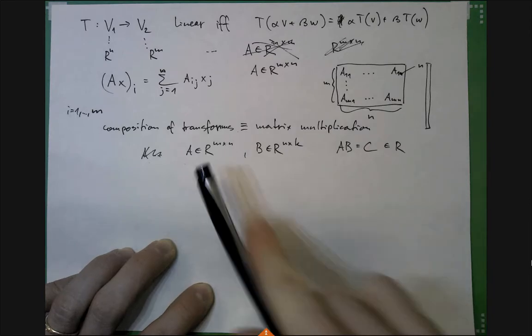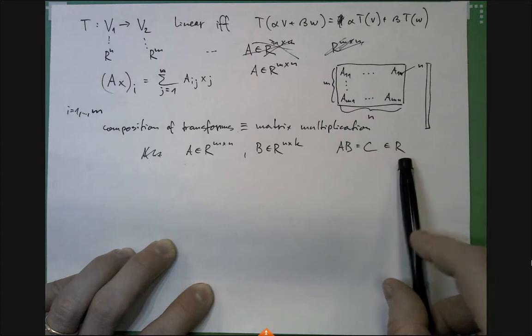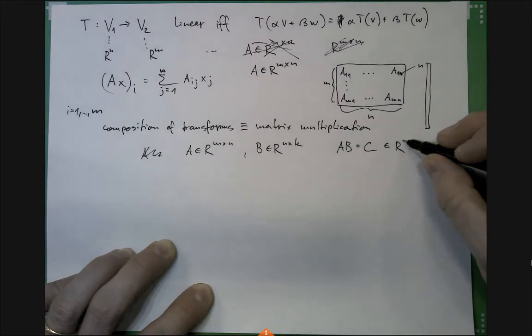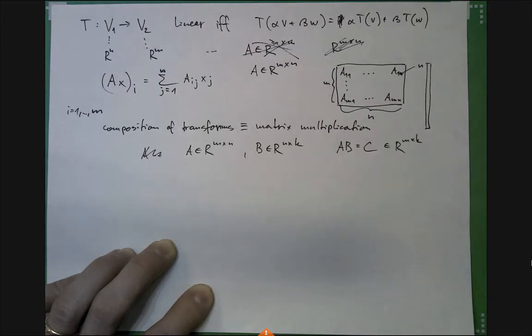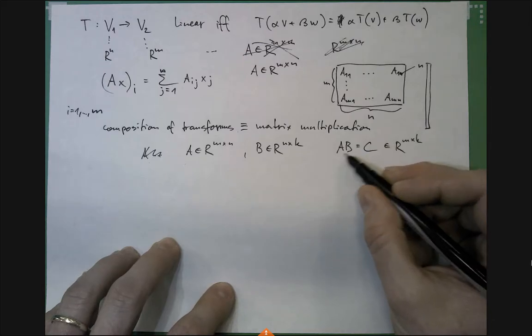If it's a product of A and B, which are M times N and N times K, what's the dimension of C, which I write there? M by K. M by K, that's exactly right. Yes, thank you. And how do I compute the elements of this matrix?